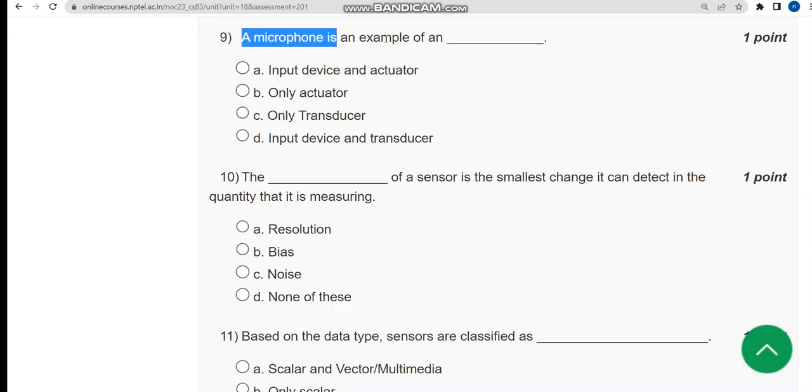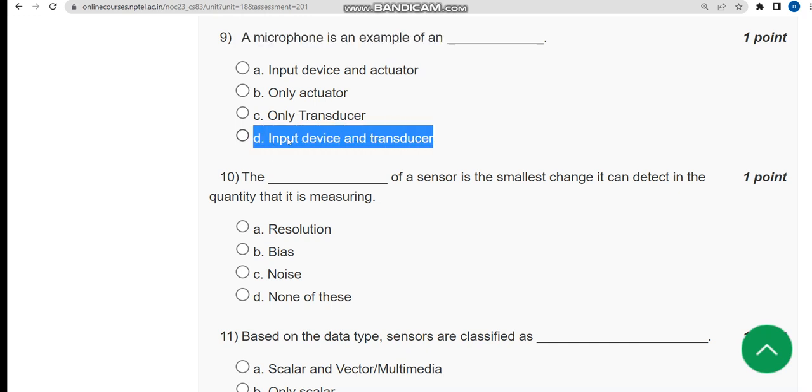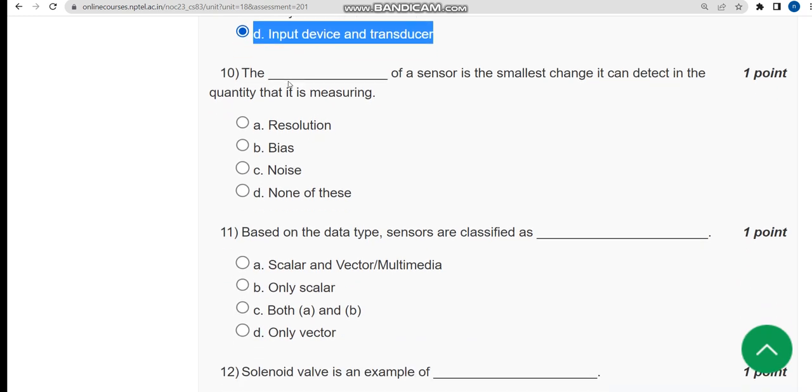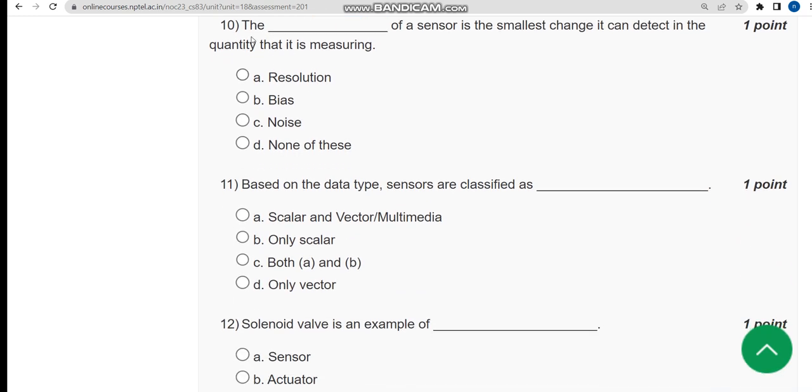So ninth one, a microphone is an example of. So it's an example of both input device and also as a transducer. Next one, 10th one. So for 10th question, the correct answer is option A, resolution.